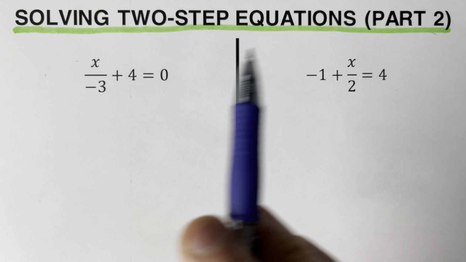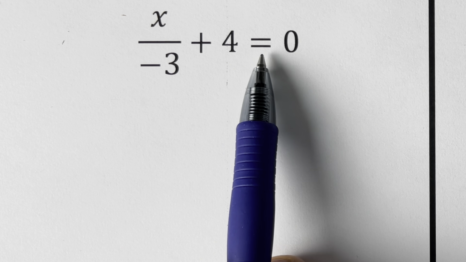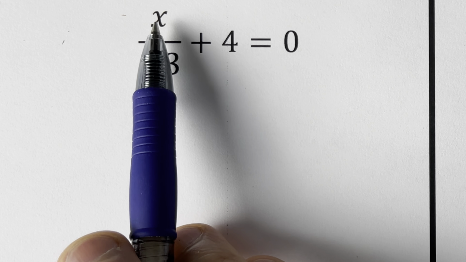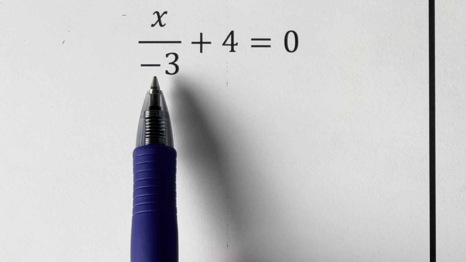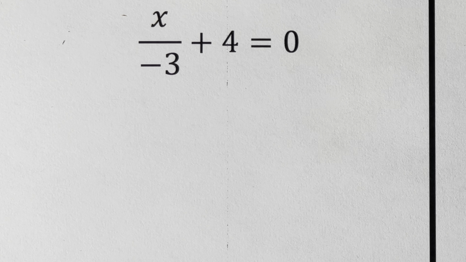Let's take this first example right here. x divided by -3 plus 4 equals 0. This equation means that we need to determine what is the value of x such that when we divide it by -3 and we add 4, it will give us 0.